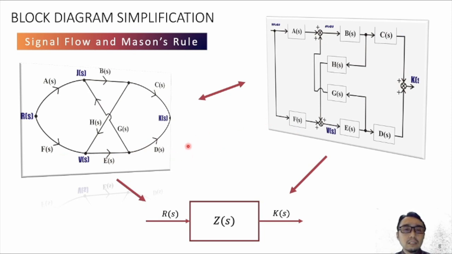And also there's Mason's rule that you can use to simplify the block diagram or the signal flow graph.